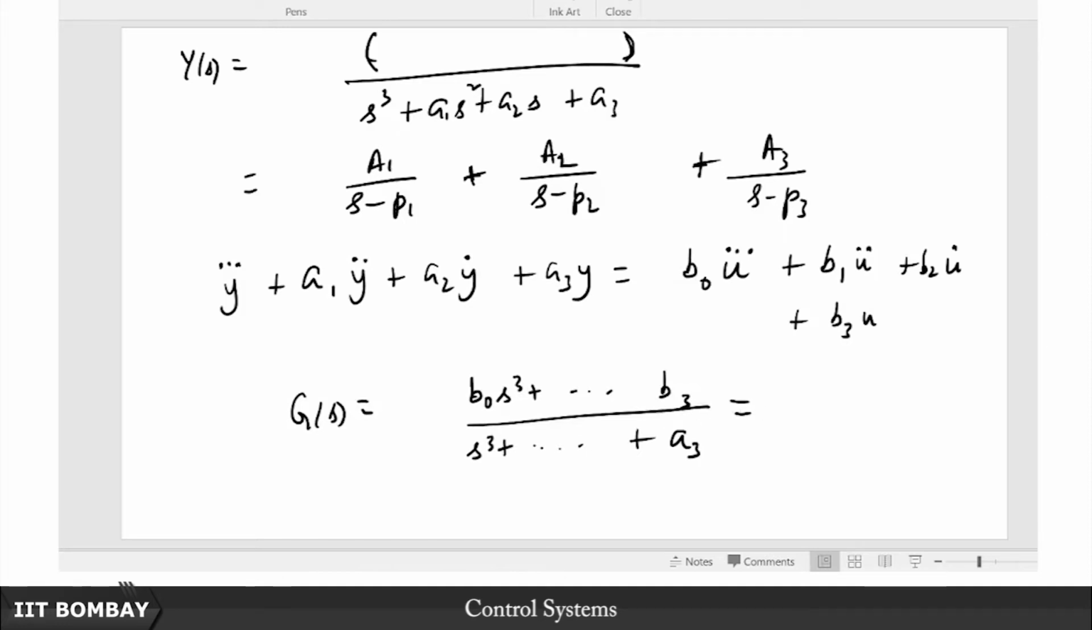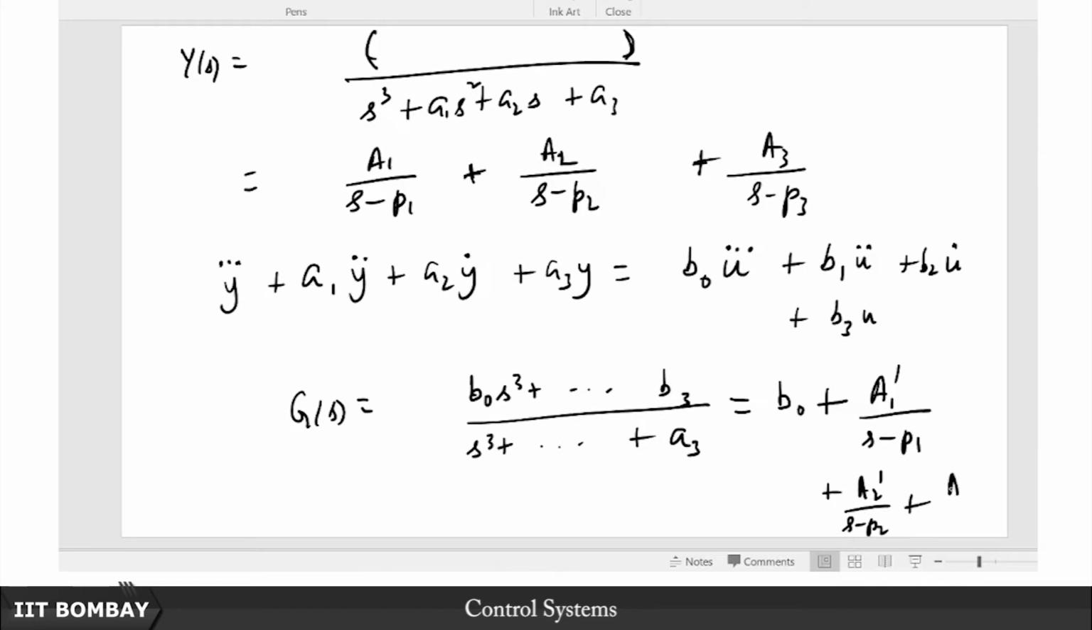Then of course, you cannot expand it in this fashion only, there will be an additional term which will be the quotient, because now remember, since the degree of the numerator is equal to that of the denominator, you can divide this. So, essentially what you will then have is b0 plus maybe some a1 prime over s minus p1 plus a2 prime over s minus p2 plus a3 prime. So, this prime is of course not the derivative, it is just to distinguish it from these a1, a2, a3 that I have written a1 prime, a2 prime, a3 prime, right.